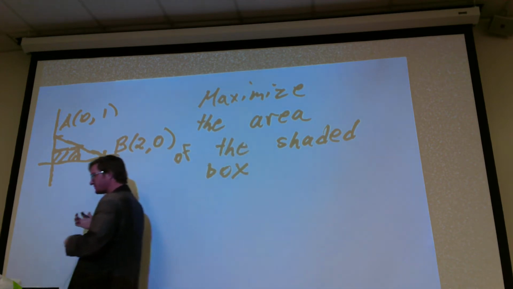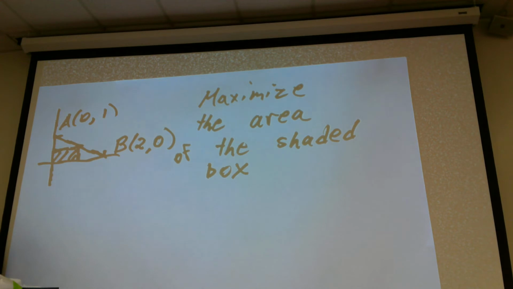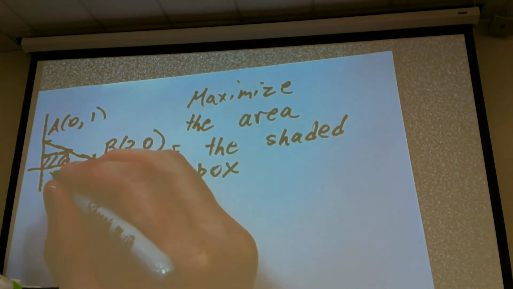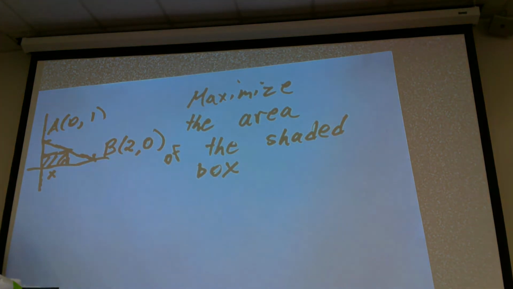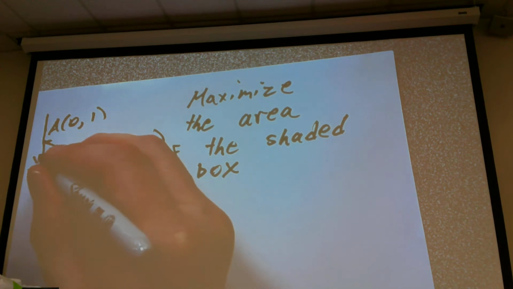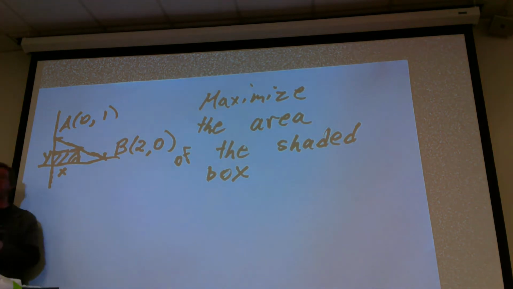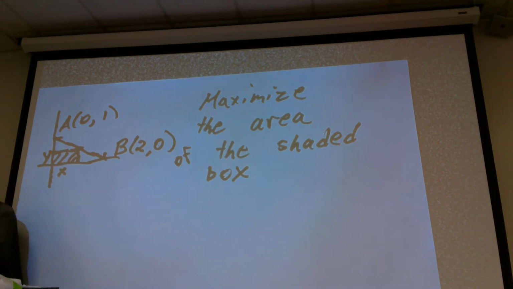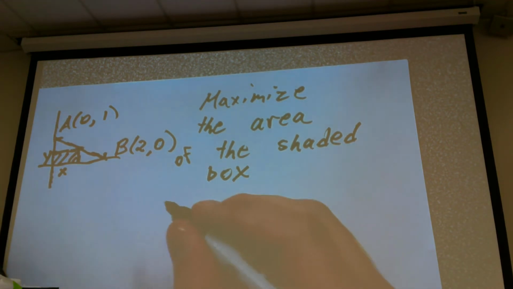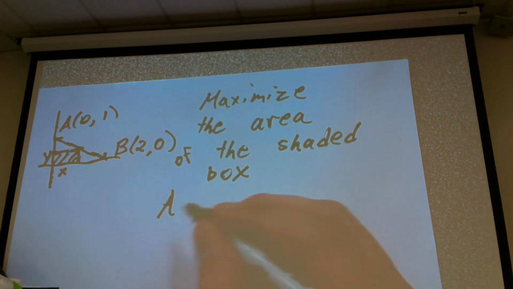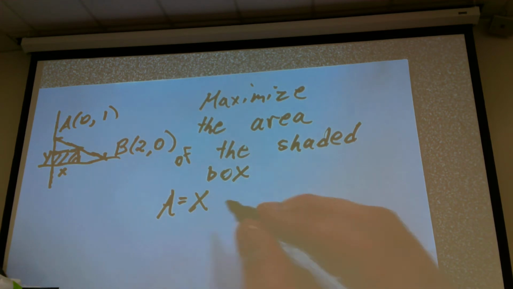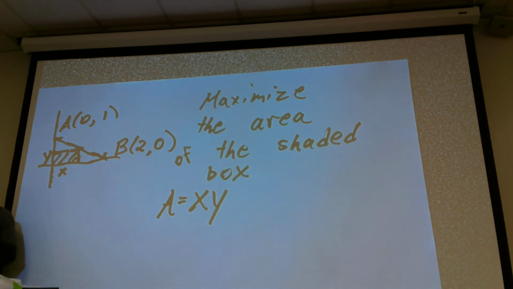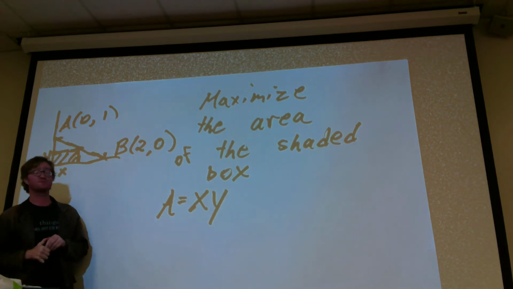So this would be the X direction, and this would be the Y direction. There we're going to have an X and a Y value because that point is going to be (X, Y), okay? So what are we trying to maximize? A, which equals X times Y. This is what we're trying to maximize.